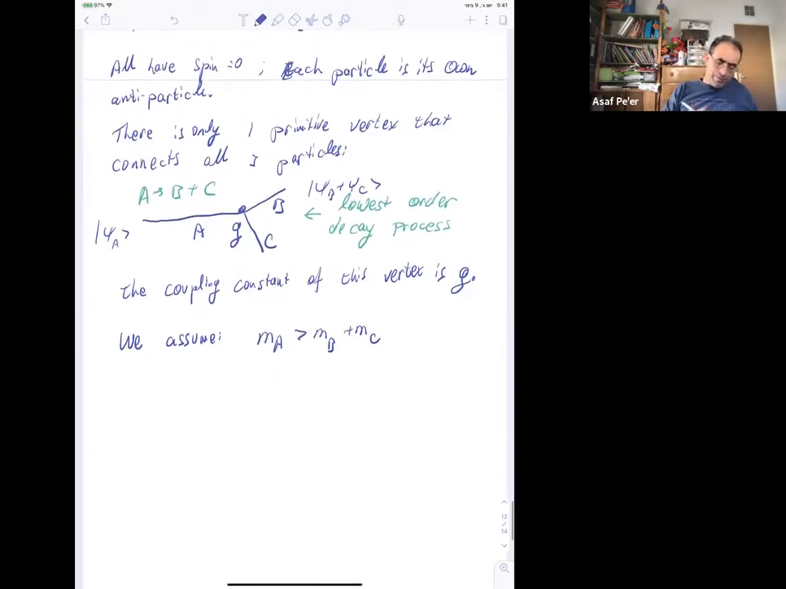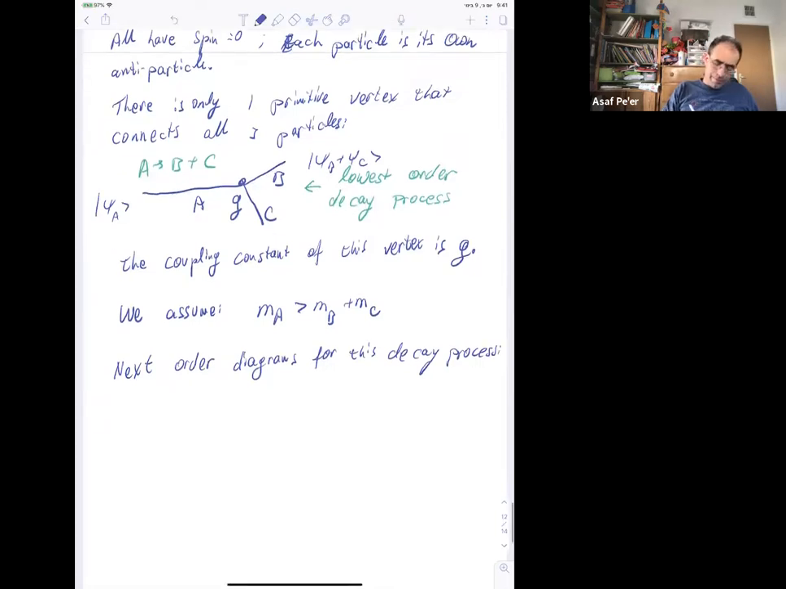So the next order diagrams for the decay. You can start with an A. It could decay into, let's say, a C, a B, but then we have another interaction. So BA, remember each vertex here can connect only A, B, and C, according to the theory. So you can have something like that.